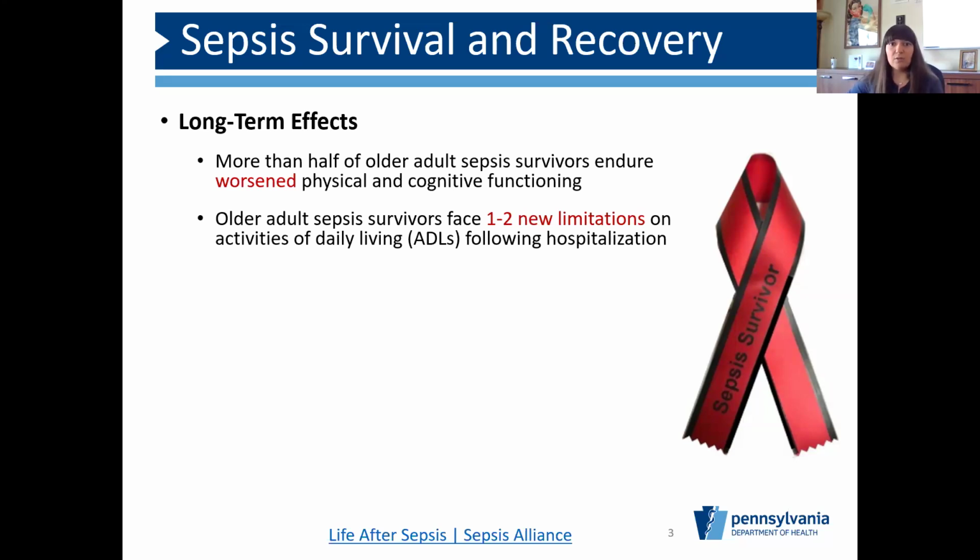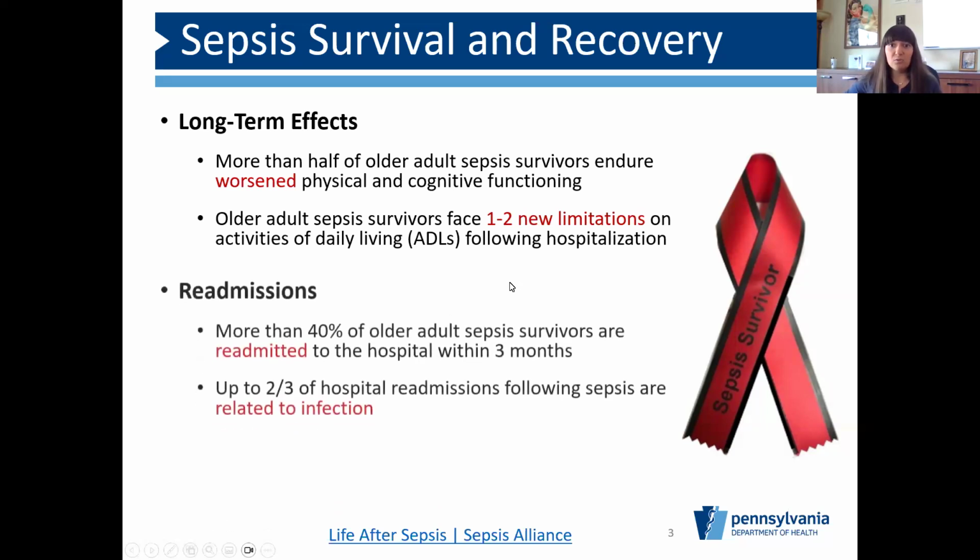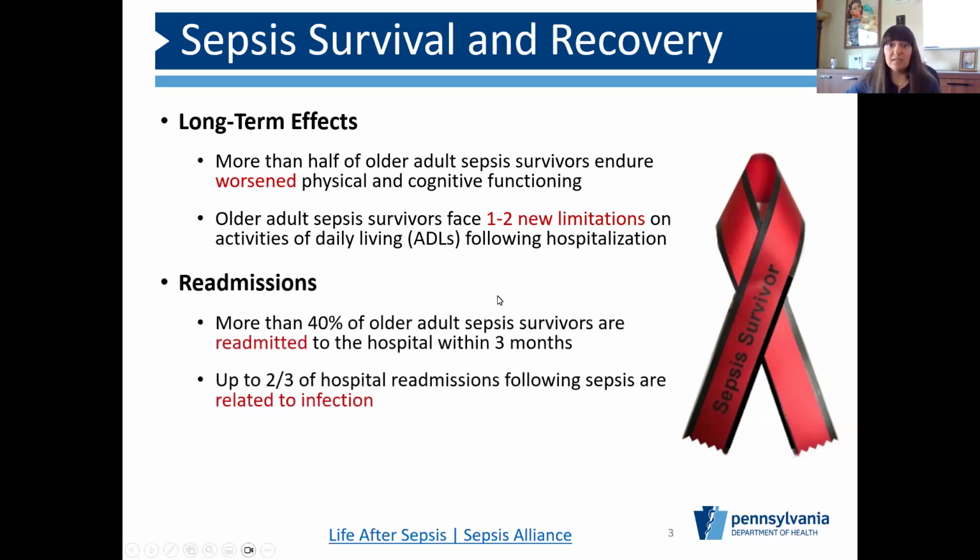Last week, Emily would have spoken about PSS, or post-sepsis syndrome, but there are other long-term effects that can result from sepsis. Something we want to note here is that more than half of older adult sepsis survivors endure worsened physical and cognitive functioning, and that could be with or without having PSS. Older adult sepsis survivors could also face 1 to 2 new limitations on activities of daily living following hospitalization. That's something significant that we want to note. But speaking of hospitalization, we want to take a look at readmissions.